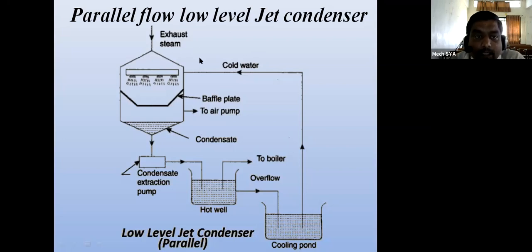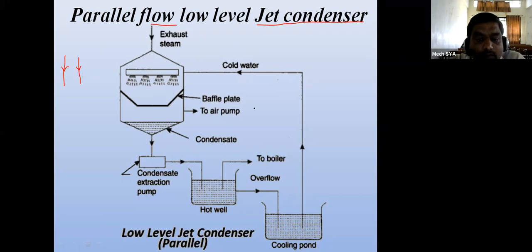Okay, then parallel flow jet type of condenser. Here we have to remember that a jet condenser means a condenser in which there is direct mixing of cooling water and the exhaust steam. And parallel flow means there are two streams, one stream of cooling water and one stream of exhaust steam. If they flow in the same direction, that type is called parallel flow.